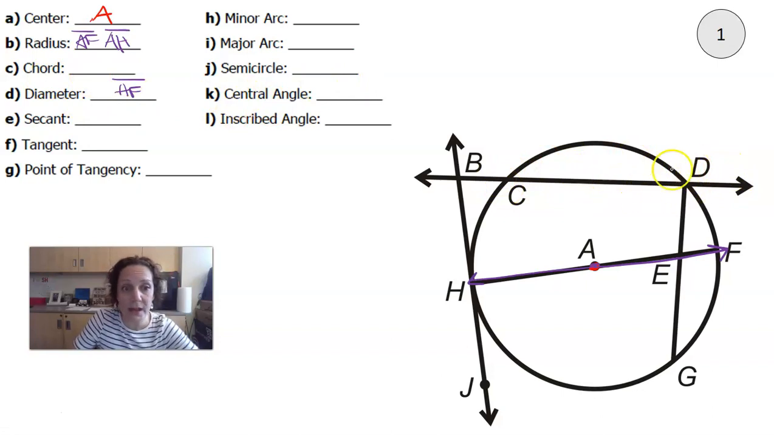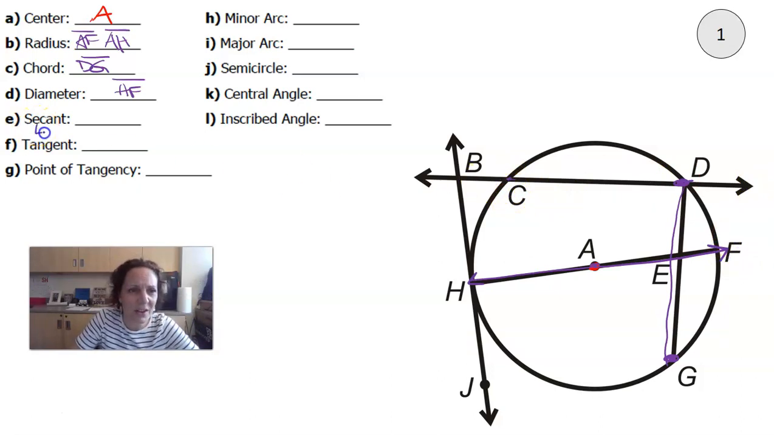Okay, let's see if we can find a chord in this diagram somewhere. Remember, chords have endpoints on the outside or the circumference of the circle. So I'm looking for points on the circumference of the circle. There's one D, there's one G. Look, there's a segment that connects them. DG, you're a chord. Now, are there any other ones? Sure. Look here. I could go from C to D. HF is technically still a chord. Why not?